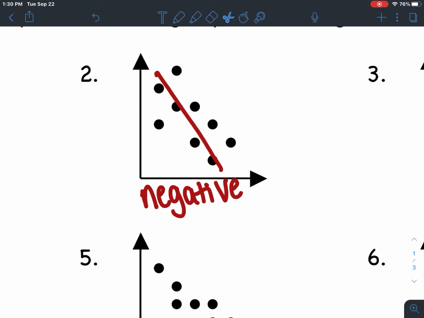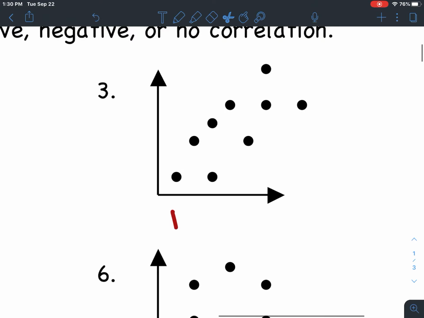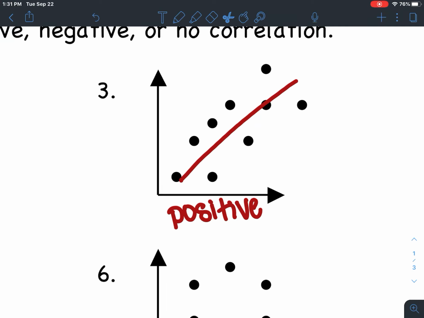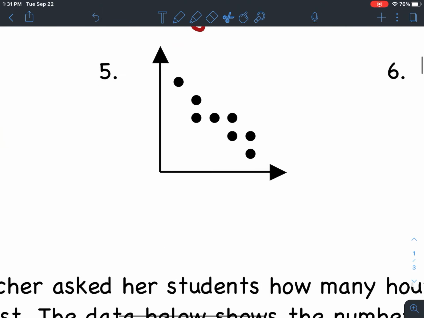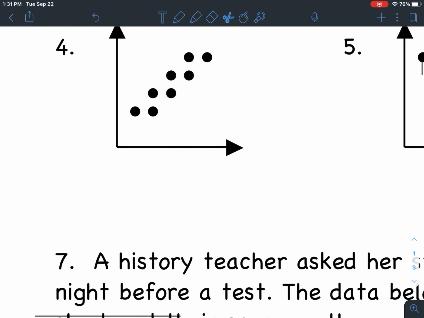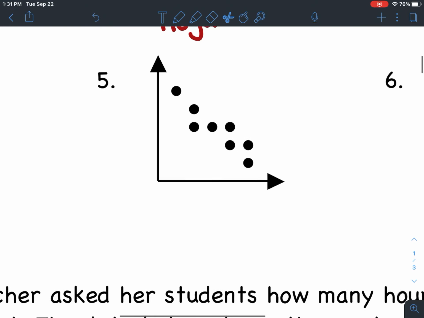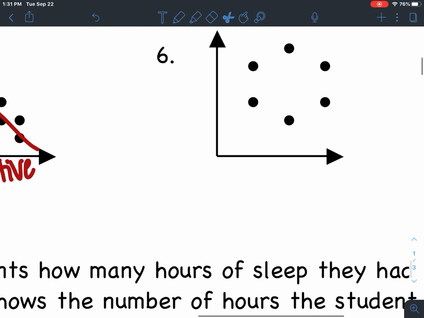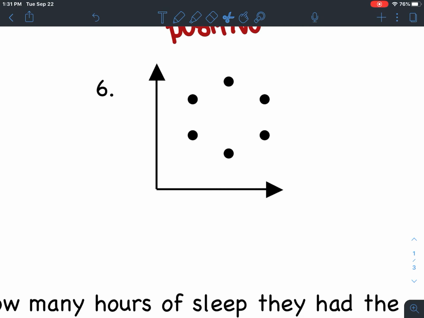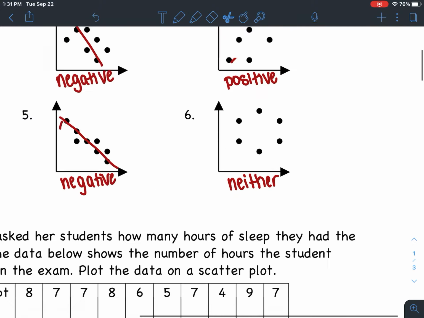If I drew a line of best fit, I just kind of arbitrarily drew one. It's going downwards, negative. This one, if we were to draw a line through the points, we would have a line going upwards, or a positive correlation. Number 4, again, draw a line. These points were all very close to the line of best fit, so this is a positive correlation. Again, very tight points in a negative correlation. And then a circle, it's not going up, it's not going down, so neither.